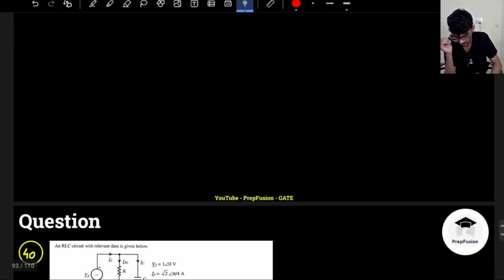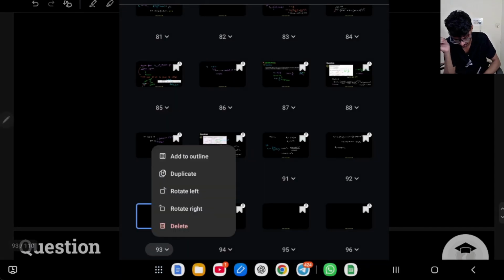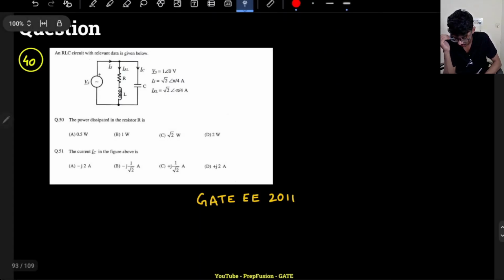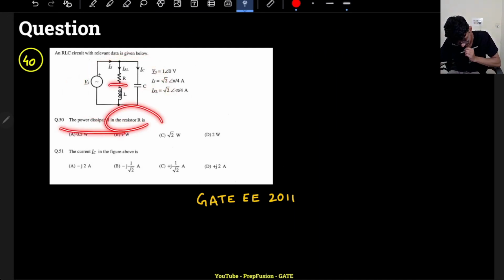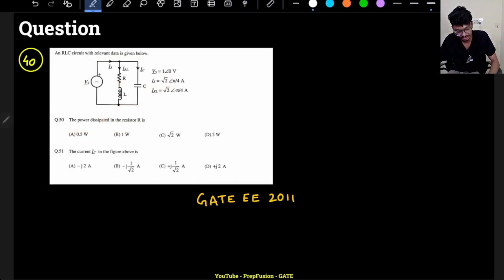Okay, so that is the way that you solve this question. Let's move on to the next question. So here we have an RLC circuit basically. Currents, all these things are given. The power dissipated in the resistor. So what is the power dissipated in the resistor?